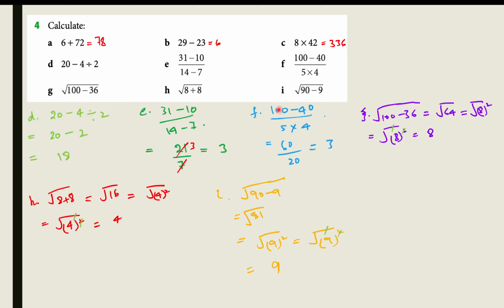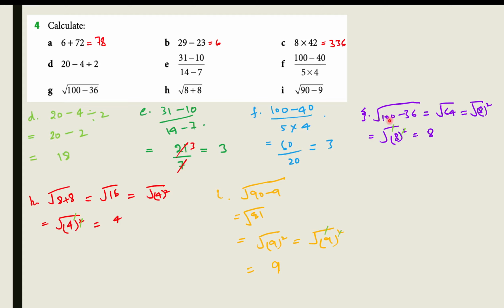The sixth part is 100 minus 40 over 5 multiplied by 4. So 100 minus 40 is equal to 60, as you can see in here, and 5 multiplied by 4 is equal to 20. So 60 over 20, if we simplify it, 20 into 1 is equal to 20, and 20 into 3 is equal to 60. So the final answer is 3, because 20 multiplied by 3 is equal to 60.